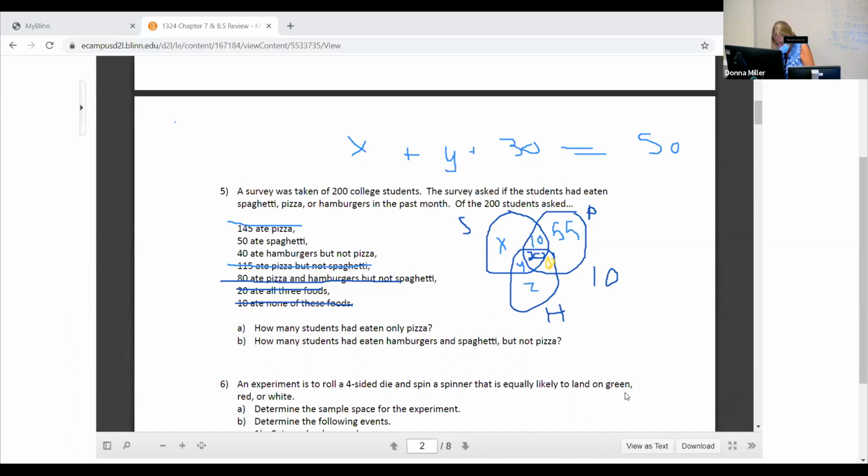X plus Y equals 20. That's what that equation gives me. Now, the last thing I need to get, well, I'm going to do the 200 in a minute, but we're going to do 48 hamburgers, but not pizza. That's the one I haven't dealt with yet.